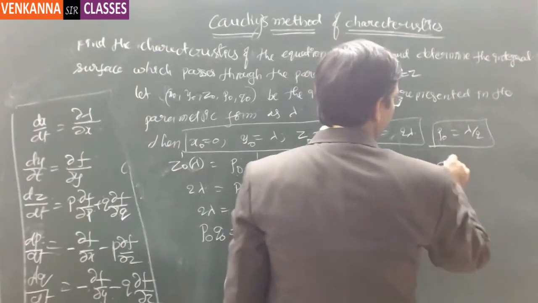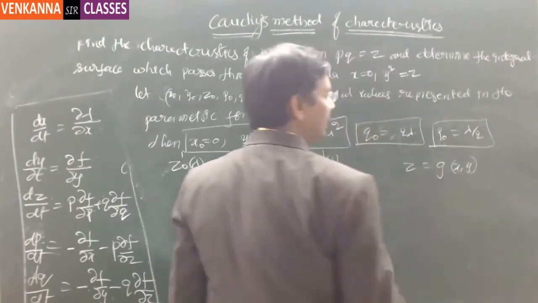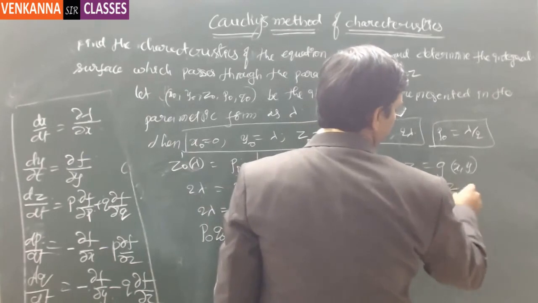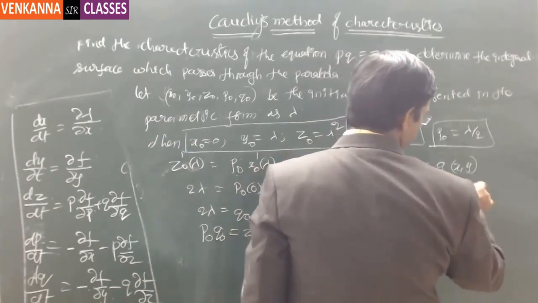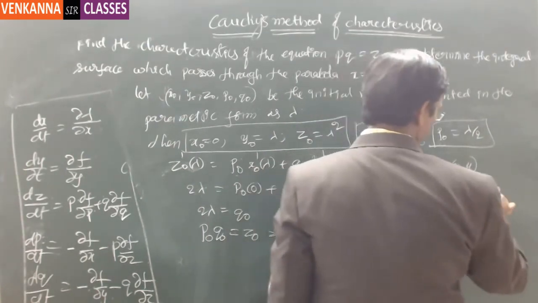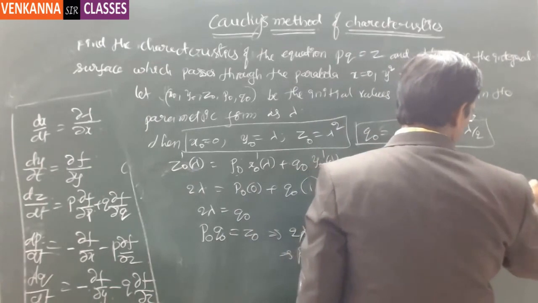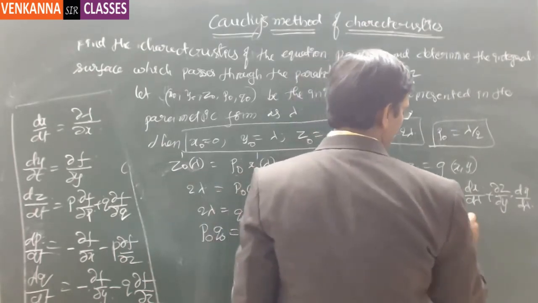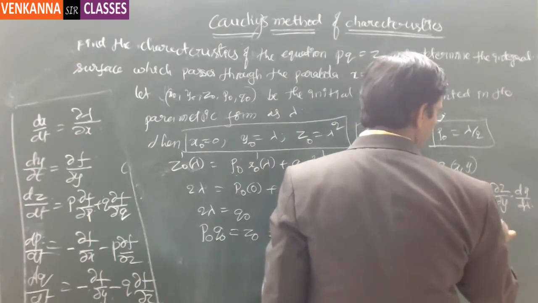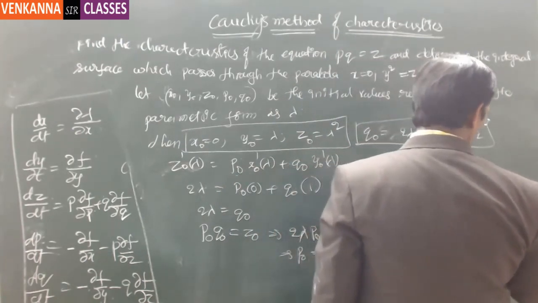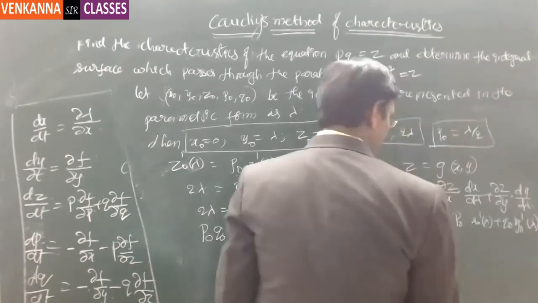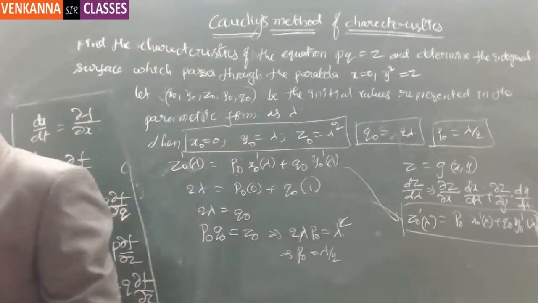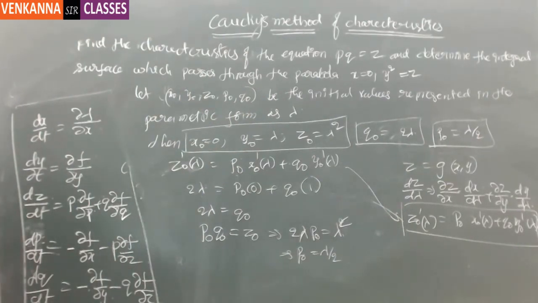Z being a function of X comma Y, if you want to take any parameter, dz by d lambda is equal to dou Z by dou X into dx by d lambda plus dou Z by dou Y into dy by d lambda. So this is what is written as Z naught dash of lambda is equal to P naught into X naught dash of lambda plus Q naught into Y naught dash of lambda. This is the formula I have used here. I hope you understood that. Got it? Understood or not?